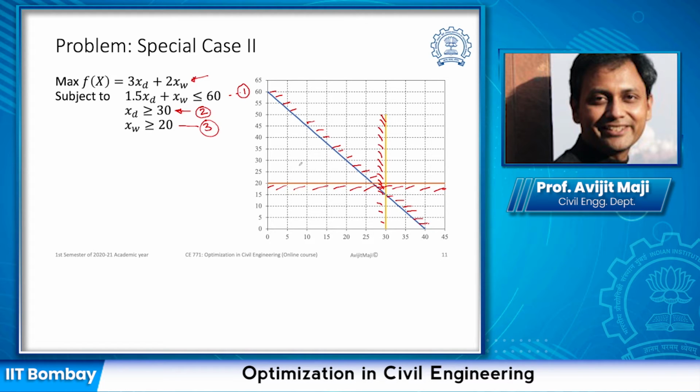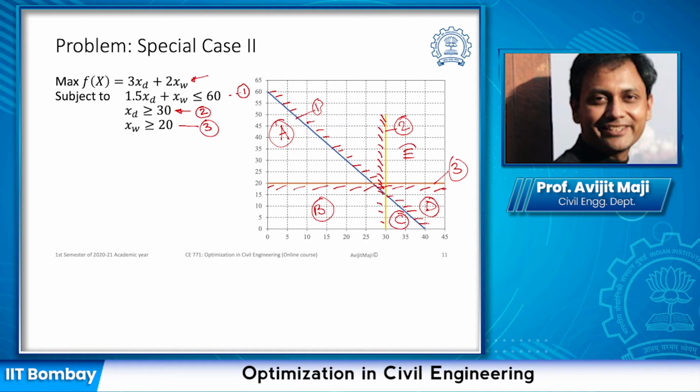So if we look closely now for the solution, this region A is feasible for the constraint, this is 1, this is 2, and this is 3. So A is feasible for 1 and 3, but not feasible for 2. B is feasible for 1 but not feasible for 2 and 3. C is feasible for 1 and 2 but not feasible for 3. D is not feasible for any of the constraints.